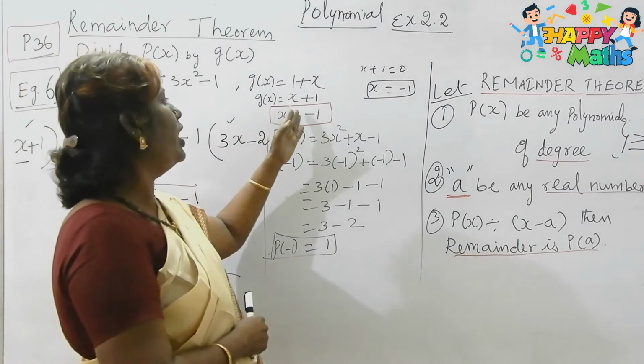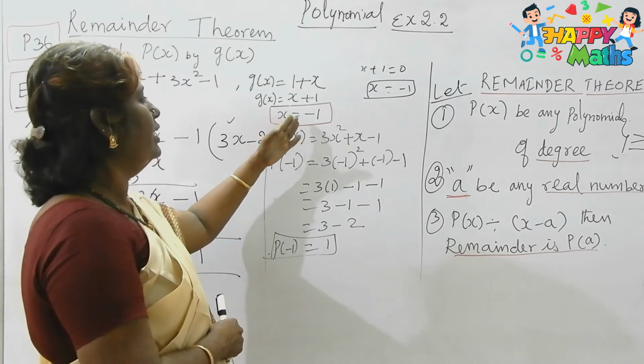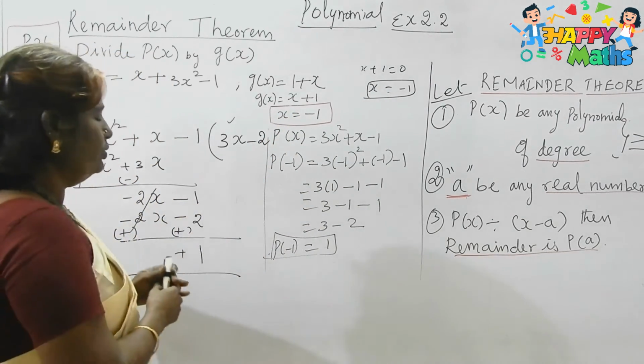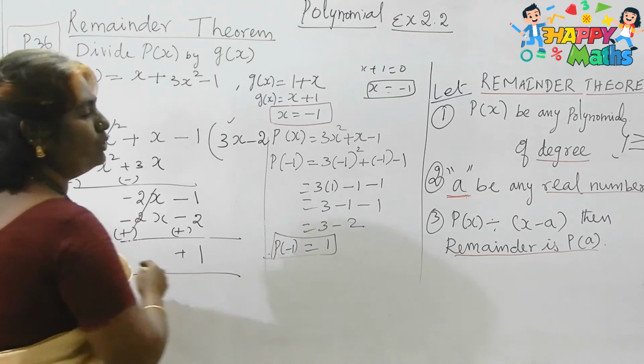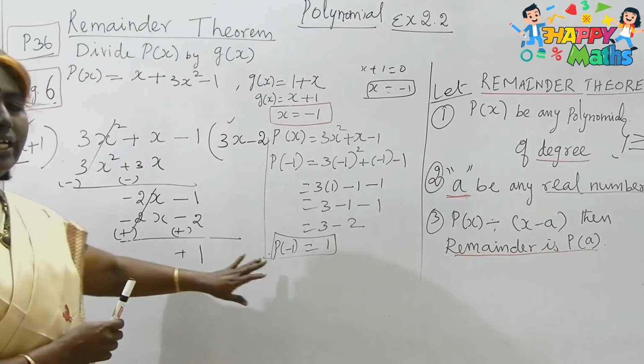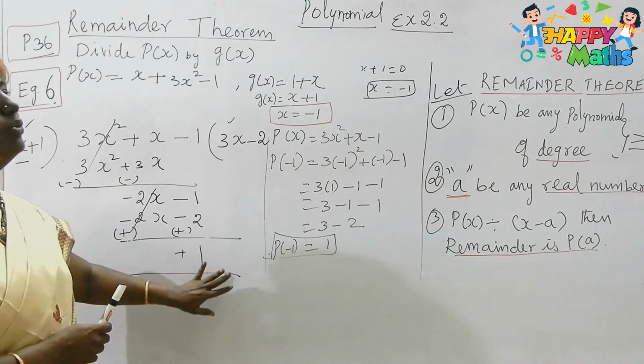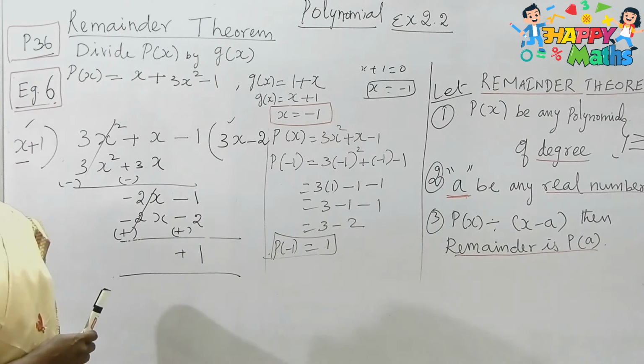So when I divide this trinomial by this binomial, instead of dividing and getting the remainder, I can easily substitute the value in the place of x, that is, x is equal to minus 1. I am getting the same remainder. Yes or no? So this is what? P of minus 1 is equal to 1, no? So you are getting the same remainder, no? Both are the same only, no? From that only we are going to arrive at the remainder theorem.